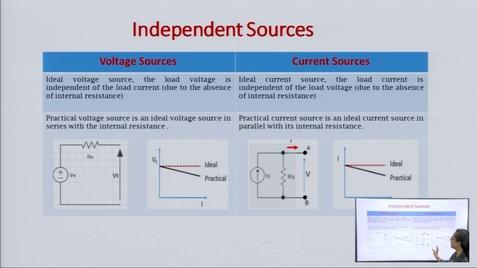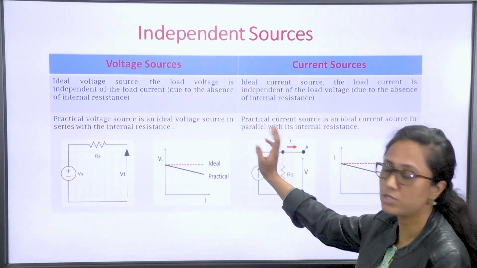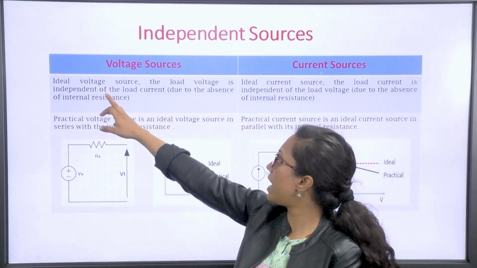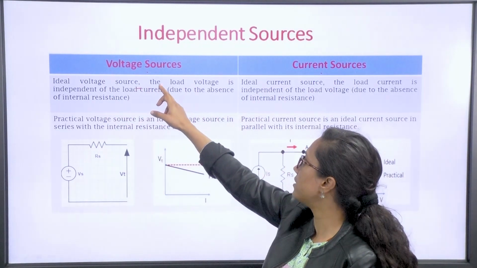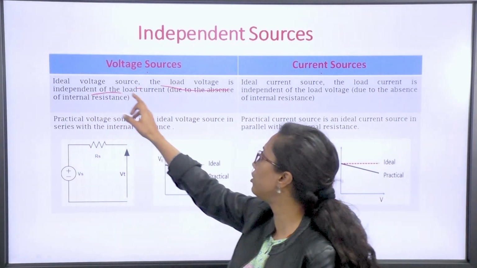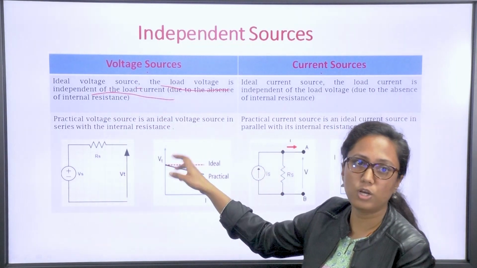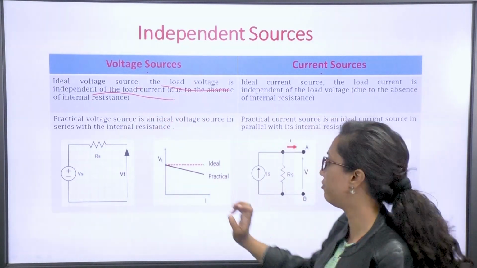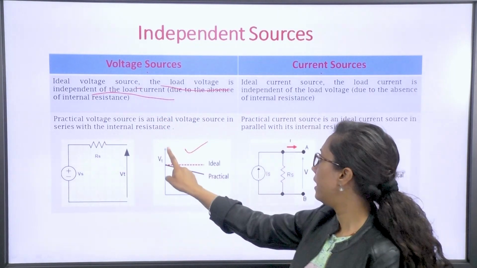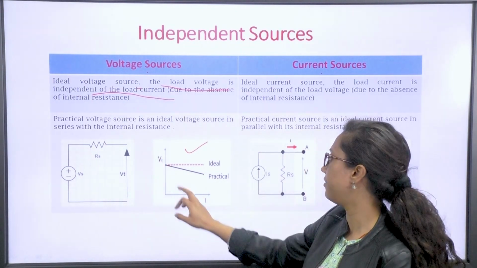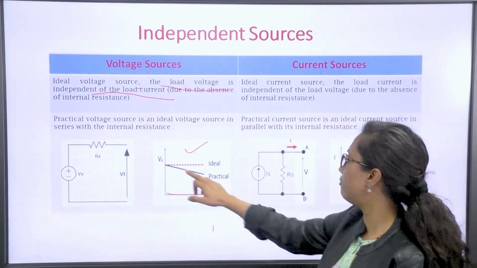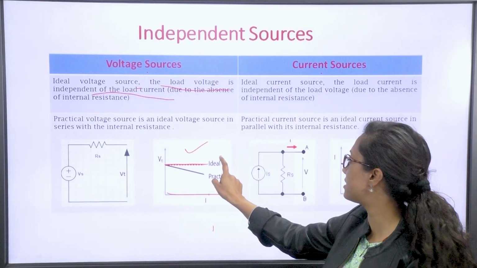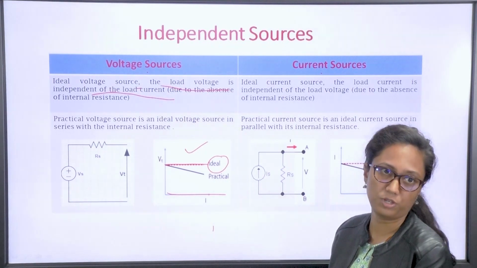This is the table made for the classification of the voltage and current sources. Independent sources are classified into voltage source and current source. Ideal voltage sources are the sources in which the load voltage is independent of the load current. Based on the load, the current value, the voltage is not going to be affected. For example, we can see it here, this is V and this is I. For all values of current, the voltage is constant, it is not affected by the load current. This is the ideal nature of the ideal voltage source.